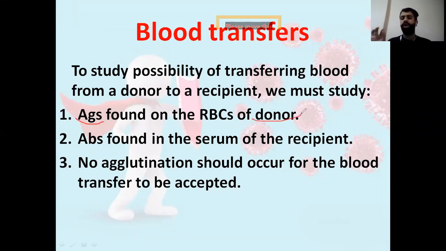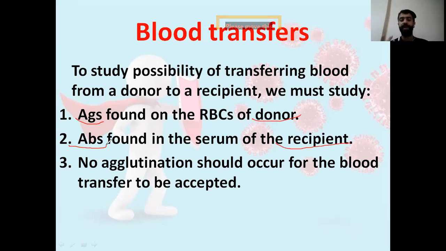Always and always and always: donor, look to the antigen. Recipient, you have to look to the antibodies found in the serum. So always donor, I have to look to the antigen. Recipient, I have to look to the antibody. Third step, no agglutination should occur. What is agglutination? Agglutination is the binding of the antigen with its corresponding antibody.